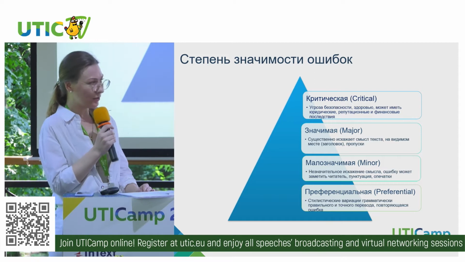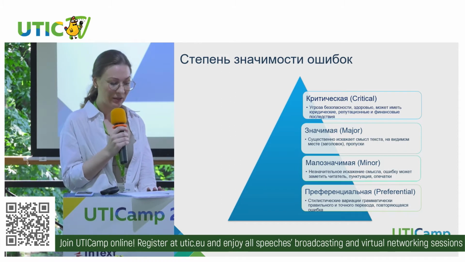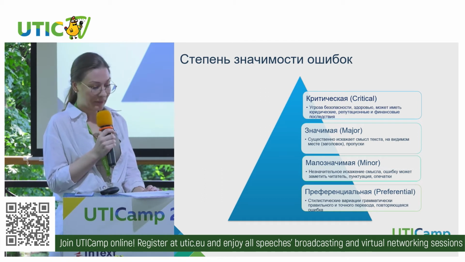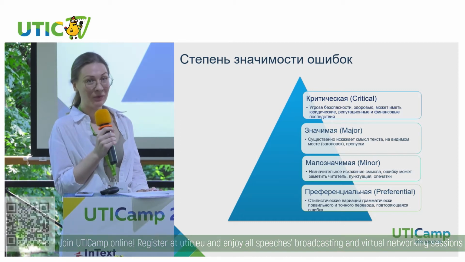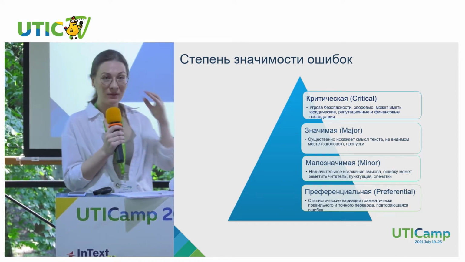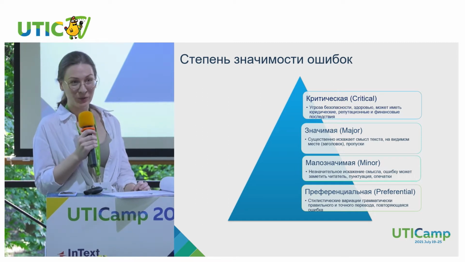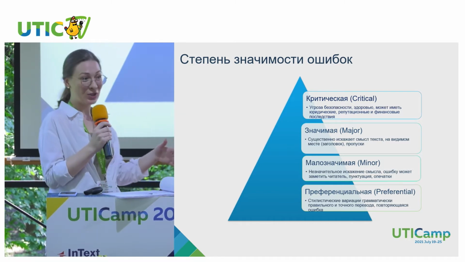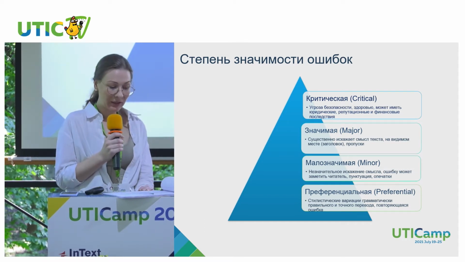Here you can see a few categories. We have preferential, minor, major, and critical. And I would like to note that a mistake can differ depending on the context, the topic, and also where exactly we see this mistake in the translation. So what is 2 plus 2? It depends whether you are buying or selling. So whether this typo was in the headline or just somewhere in the text matters.